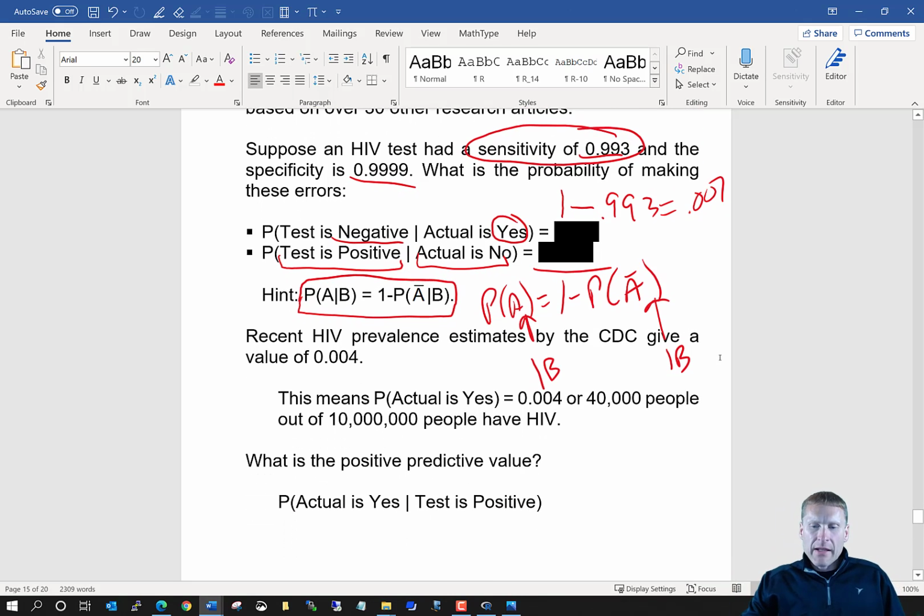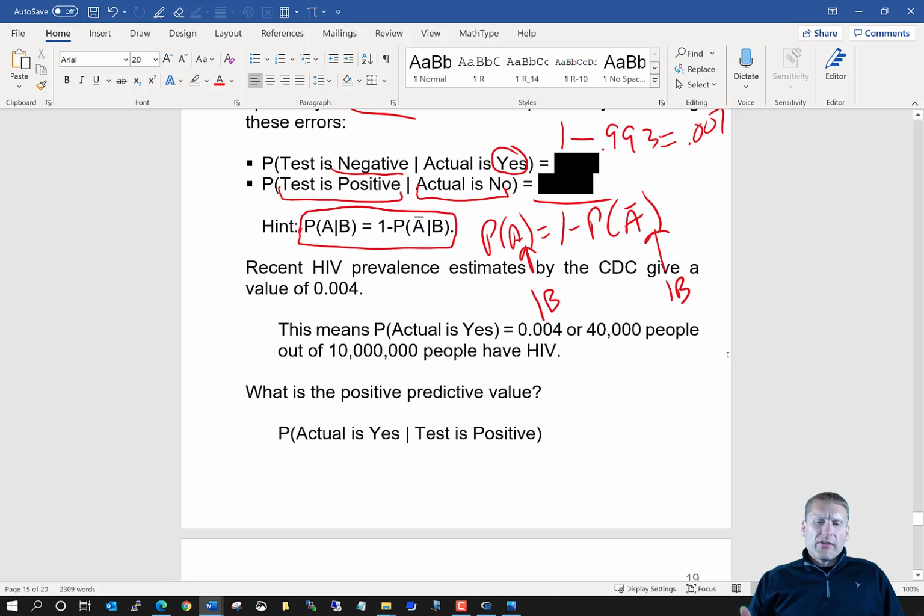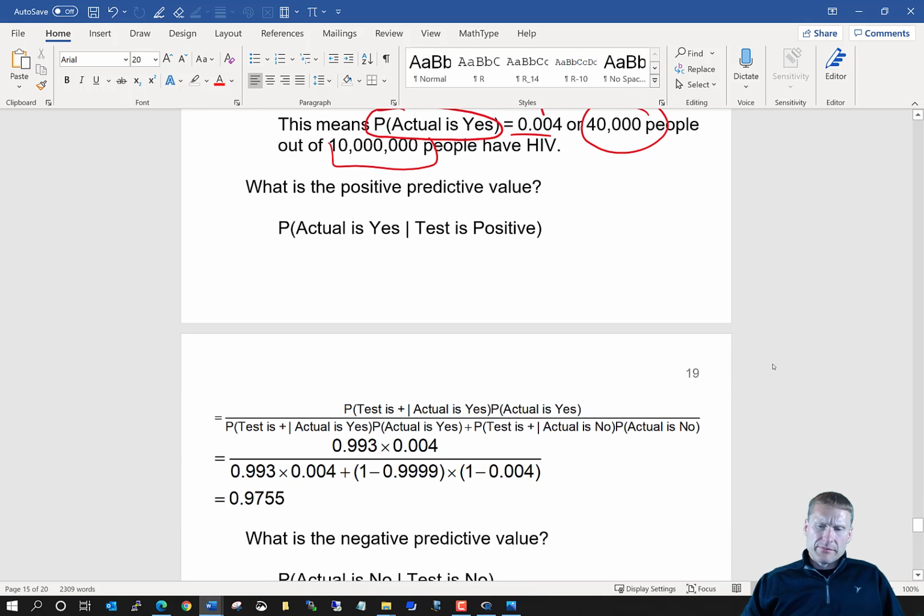Now, a recent HIV prevalence estimate in the United States that was given by the CDC was 0.004. Well, what does that mean? That means the probability that the actual is yes is 0.004. Or in other words, if you have 10 million people, you would expect about 40,000 people to have HIV. But what's the positive predictive value in this situation?